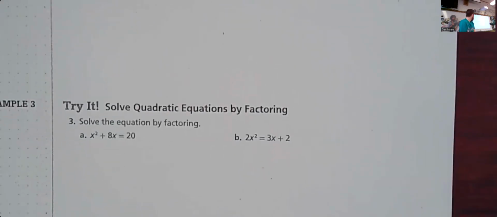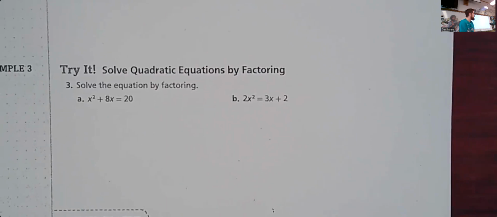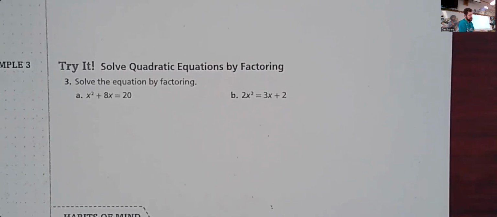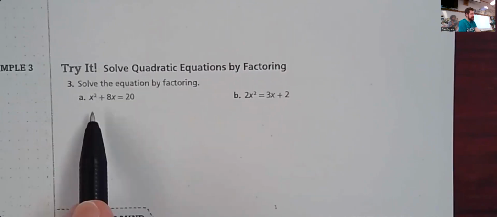So this is the same thing we just did, by the way. In order to get this to work, you have to set the function equal to 0. So let's go ahead and get it set equal to 0, and then we'll solve. So for the first one, how do we get this thing equal to 0?